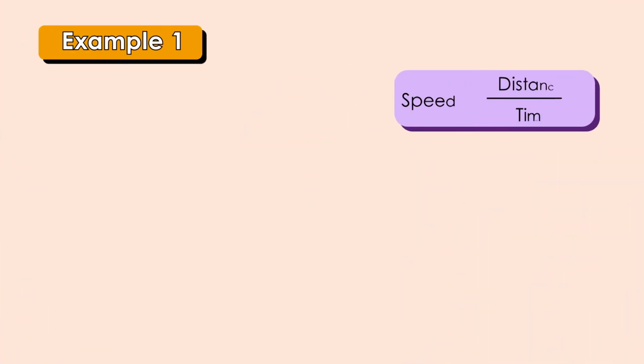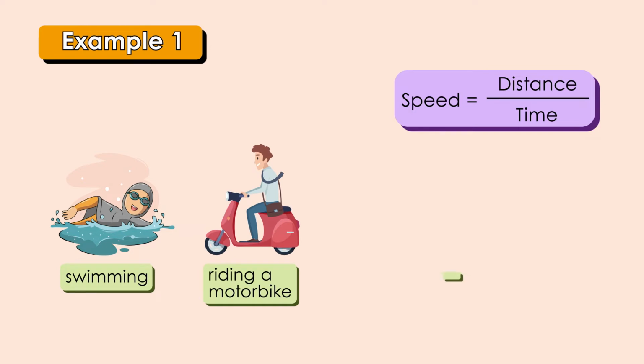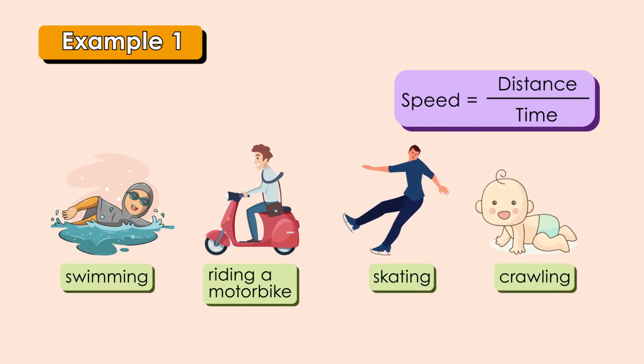All our daily activities involve movement and speed. We walk, run, and jump, and these involve movement and speed. Boys and girls, can you name some other human activities that demonstrate speed? Great! Some of our daily examples involving speed are swimming, riding a motorbike, skating, and crawling. Now, let's get into our discussion on concepts involving speed.